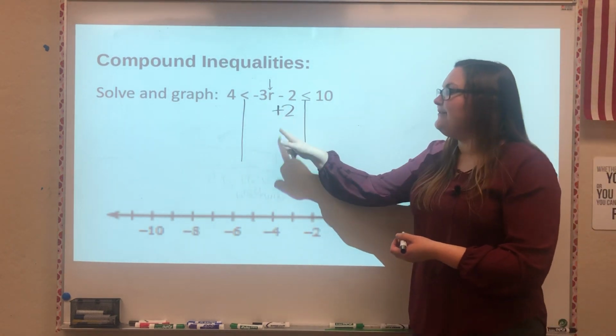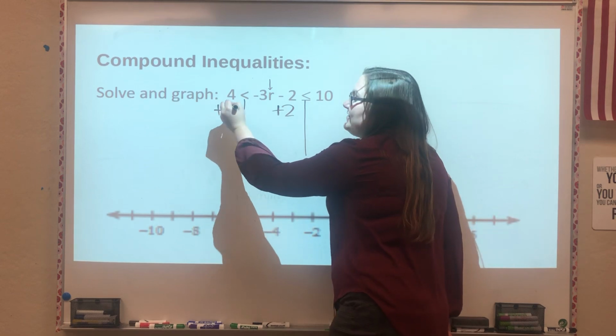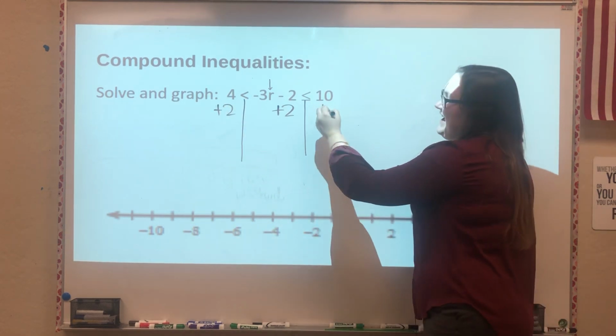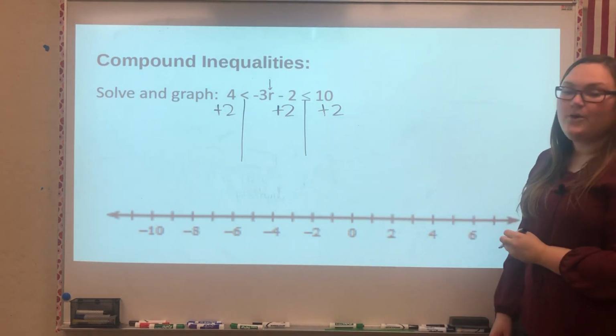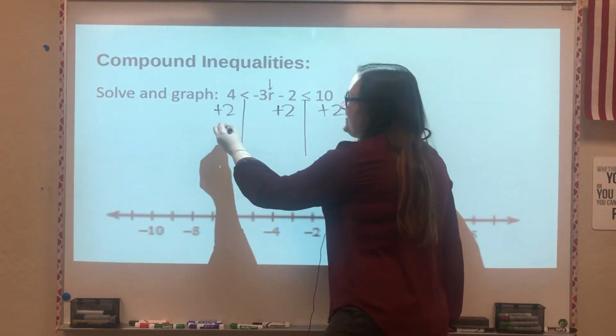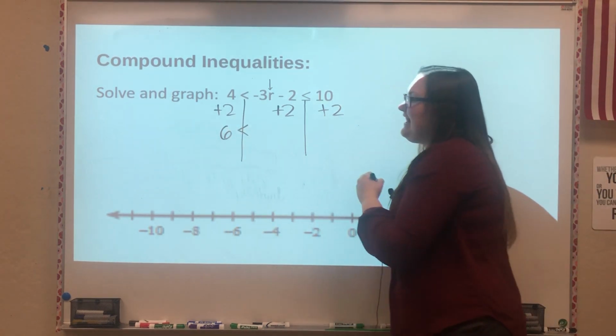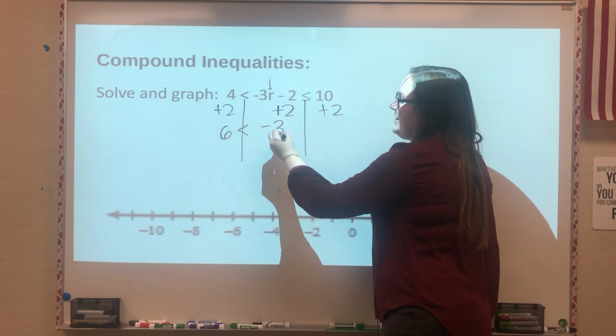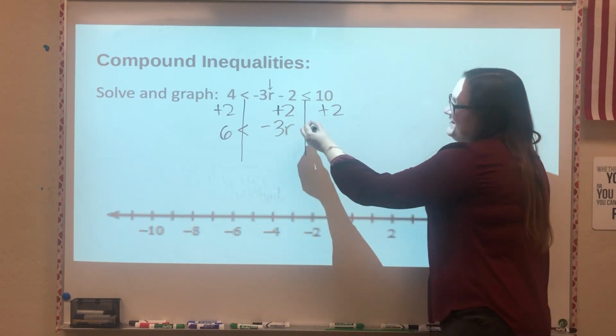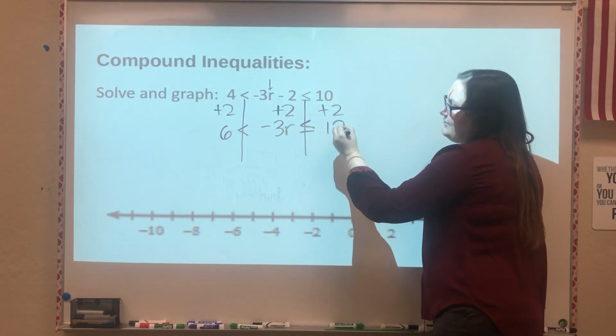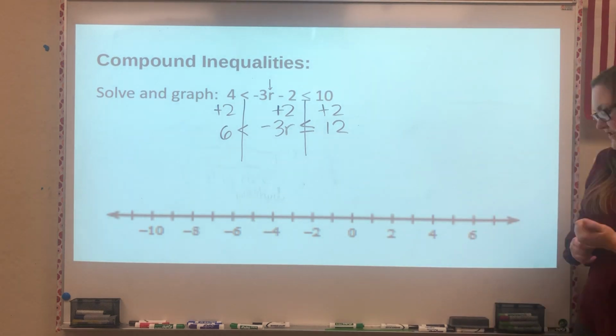I'm going to add 2 here, I'm going to add 2 here, and I'm going to add 2 here. When we do that, that leaves us with 6 is less than -3r, which is less than or equal to 12. That's our first step.